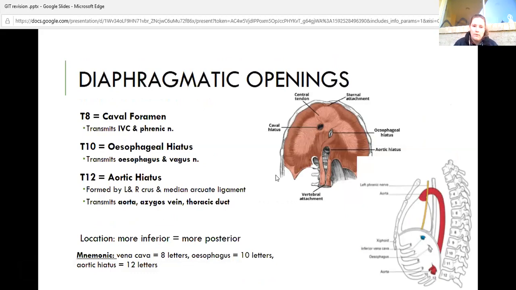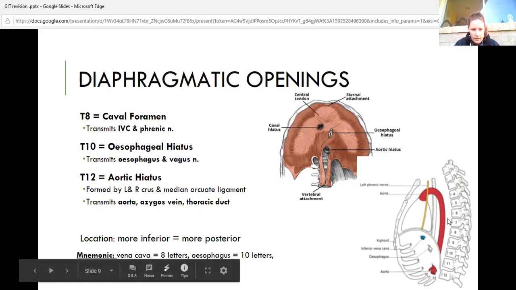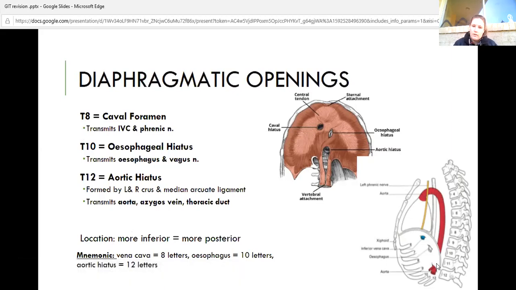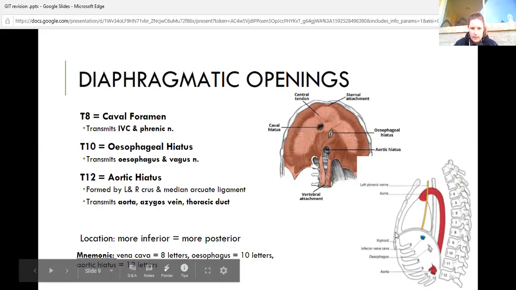So I just remember that the vagus nerve is really important for your digestive parasympathetic innervation, so that's why it travels through there with the esophagus. And then the aortic hiatus, which is where the descending aorta passes through with the azygous vein and thoracic duct. And the more inferior they are, the more posterior they are, which you can see in this diagram. The way I remember it is vena cava, 8 letters, T8; esophagus, 10 letters, T10; aortic hiatus, 12 letters, T12.